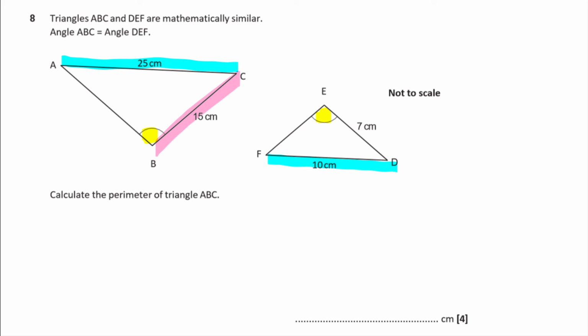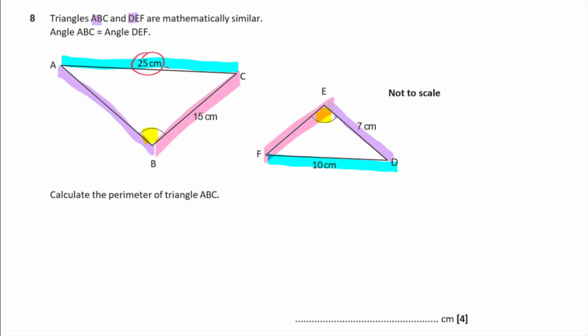Now it seems to me that ABC is mathematically similar to DEF. So ABC goes first. So AB should match with DE. So AB, the first 2 letters of here are going to have to match with the first 2 letters of DE. So it goes that way around, okay? And then this one must go with this one here, okay? So the 25 goes with the 10, the 15 goes with the blank one, and the blank one goes with the 7, okay? So now we've got one pair that match up.